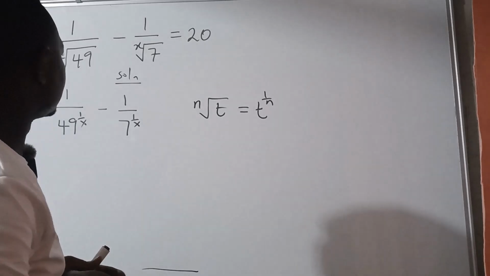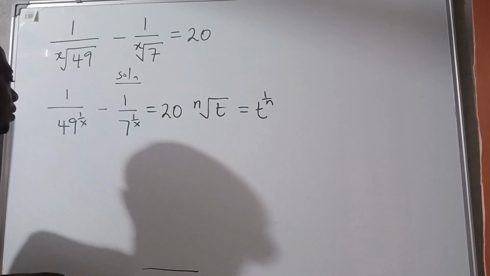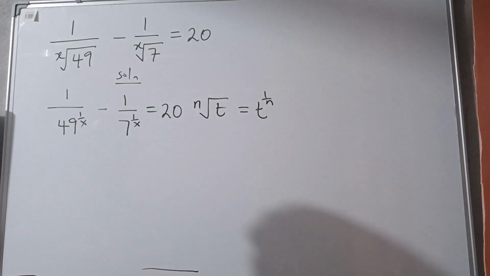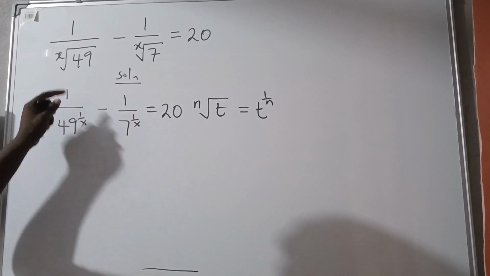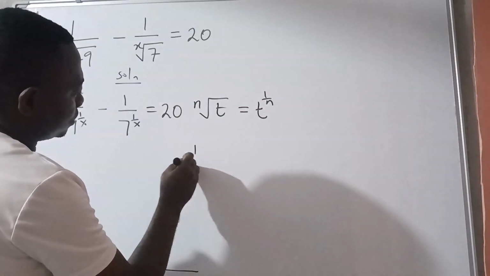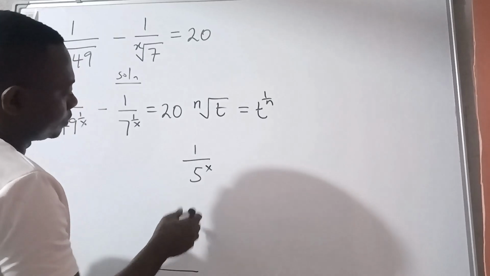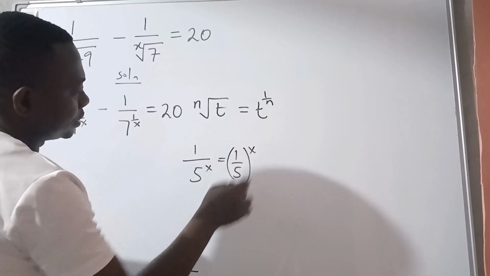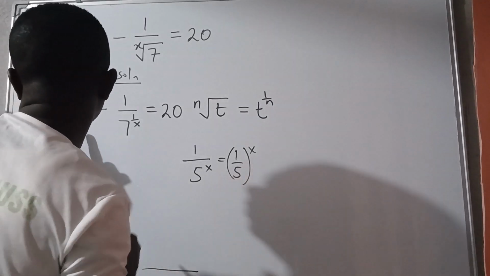Okay, now let's understand something. Equals 20. Now we have 1 over x here, 1 over x here. So I would like to bring this power up, in a sense that 1 on, let's say, 5 to the power of, let's say, x. Remember, this one is the same as 1 over 5 all to the power of x.